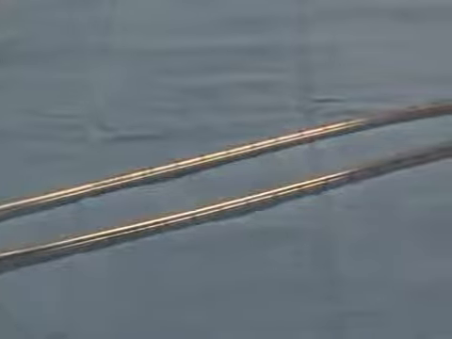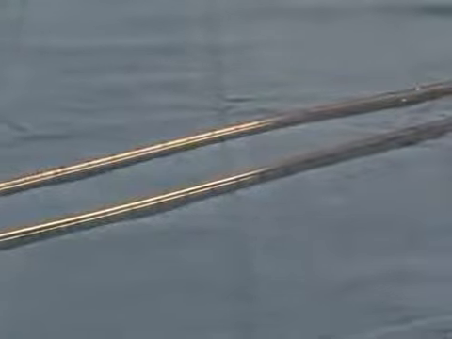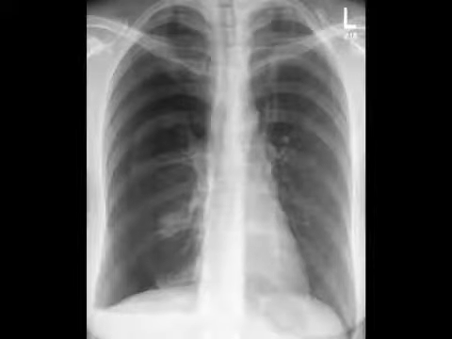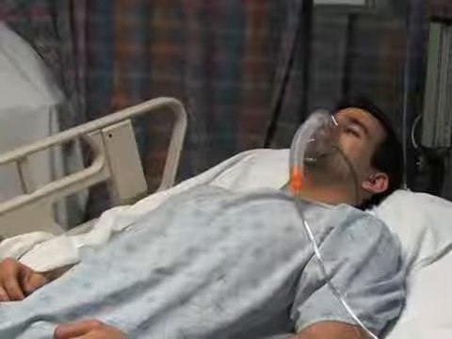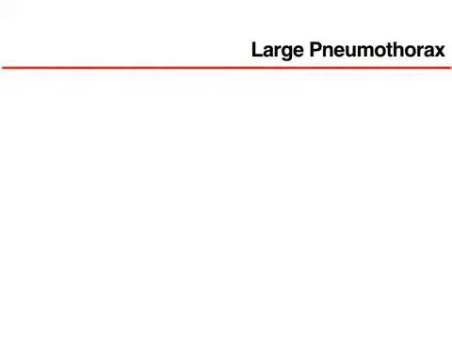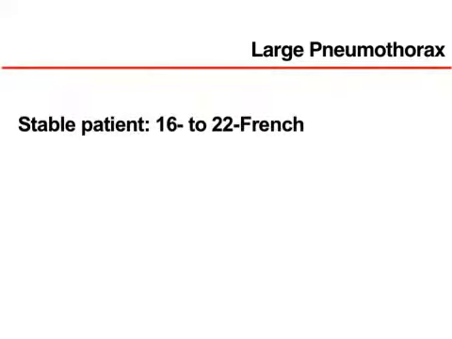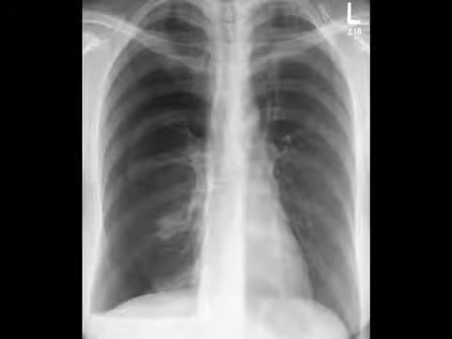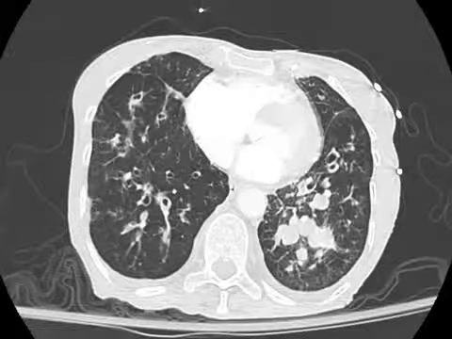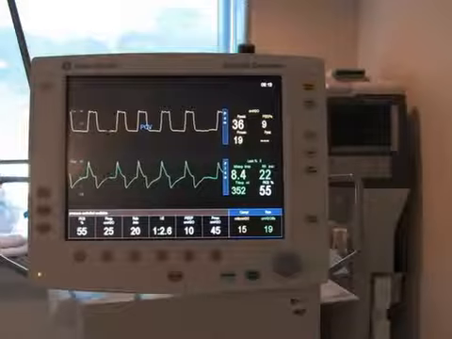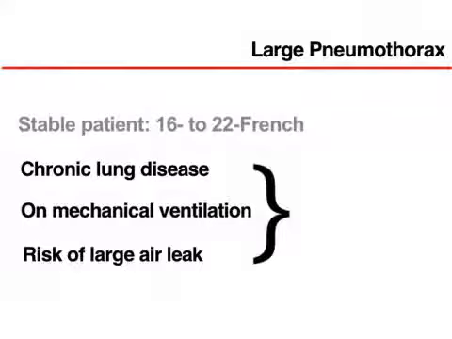Choosing the size of chest tube is based on the indications for the tube. In the case of a large pneumothorax in a clinically stable, spontaneously breathing patient, chest tubes with an internal diameter of 16 to 22 French may be placed. In a patient with a large pneumothorax who is clinically unstable, the same rules for chest tube sizes apply. However, if the patient has underlying lung disease, requires mechanical ventilation, or is anticipated to have a large air leak, larger tubes from size 24 to 28 French are recommended.